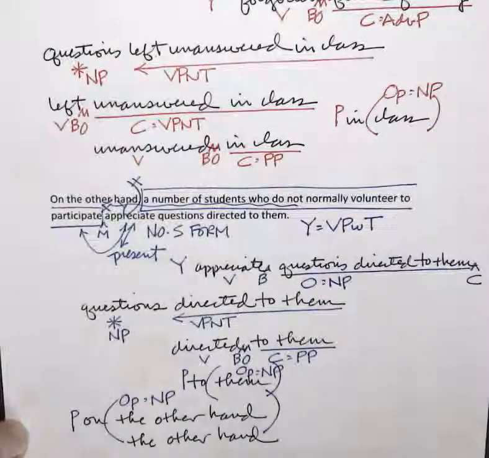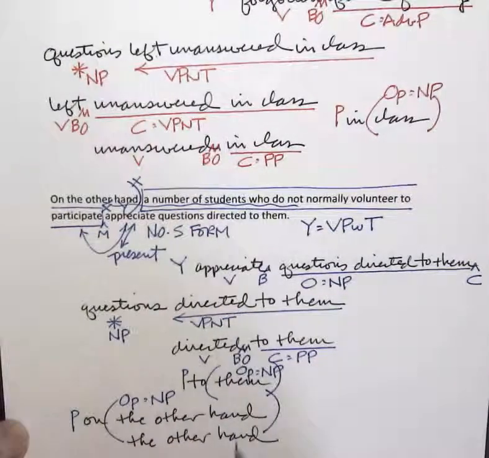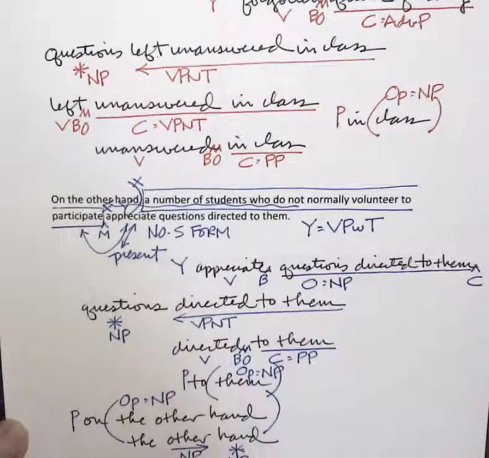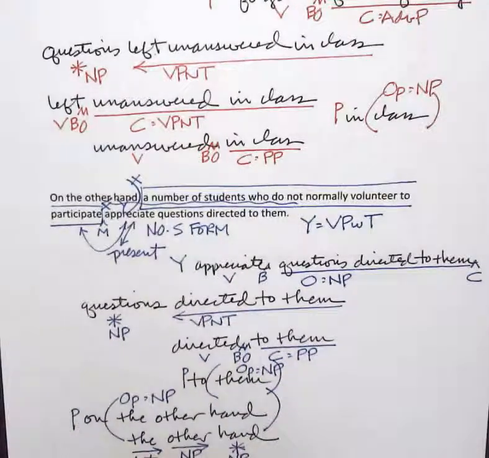The other hand. And hand is the noun phrase head. Other is a noun phrase modifier. And the is the determiner. Okay, we're done with that.